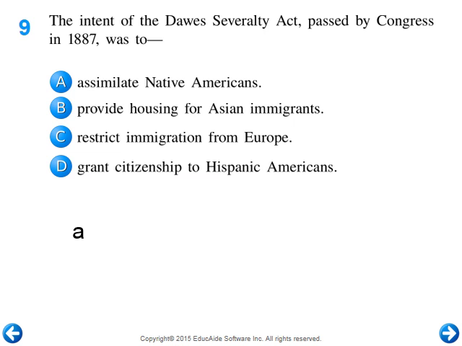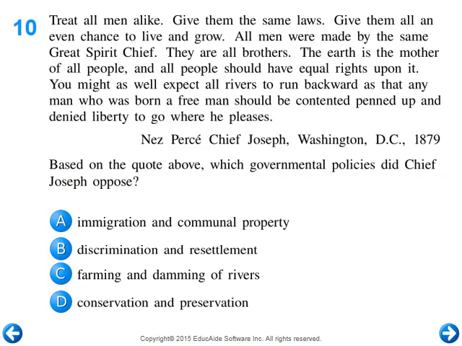That means get the Native Americans to start acting like, well, white people, for lack of a better description. All right, number 10.